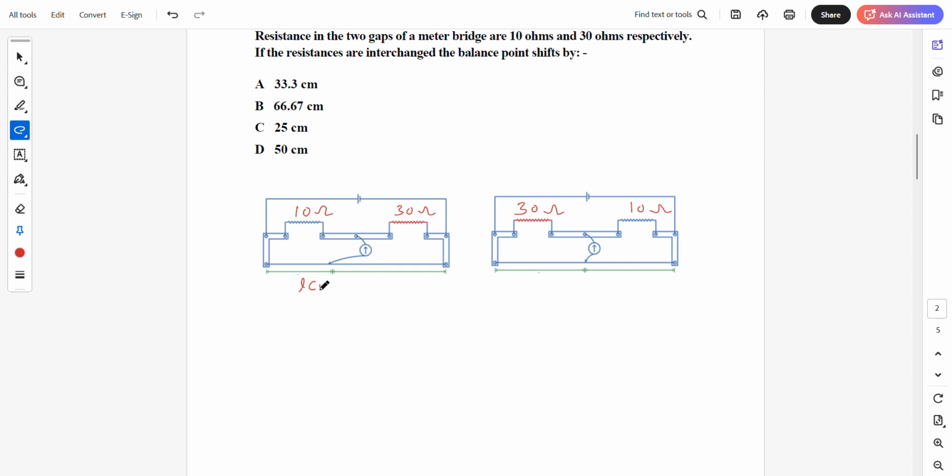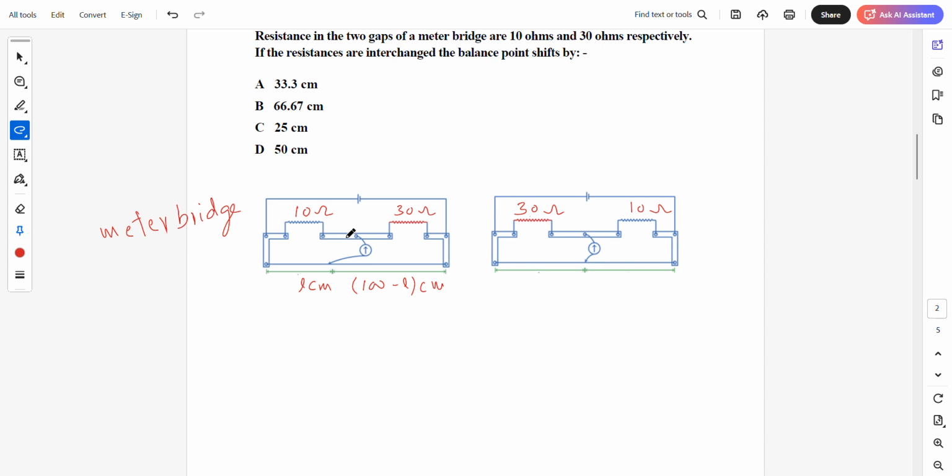This is L centimeter, so this will be 100 minus L centimeter, right? This whole thing is 1 meter. That's why it is called a meter bridge. This wire is of 1 meter, 100 centimeter.